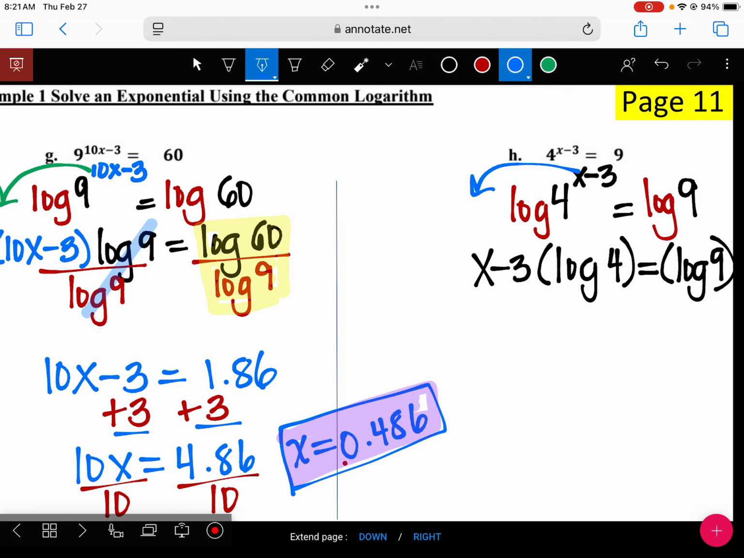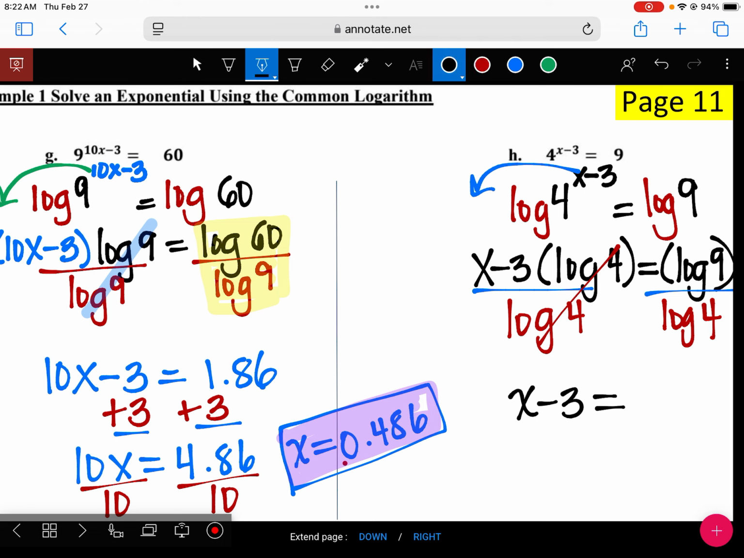So what's my next step? What am I dividing both sides by? The log 4. So we're going to pick up our calculator, type in log of 9 divided by log of 4. And you should get about 1.58.